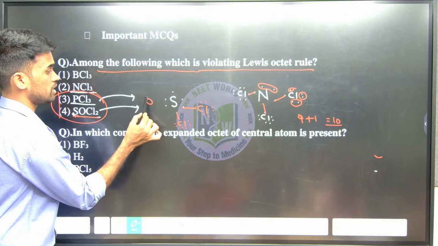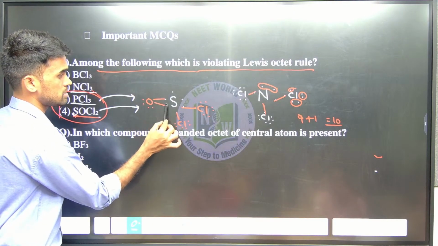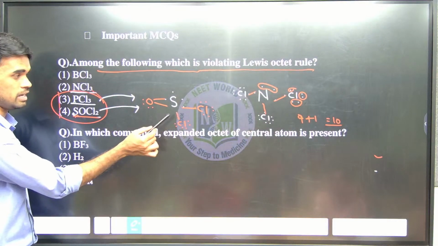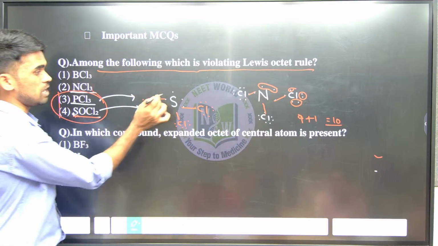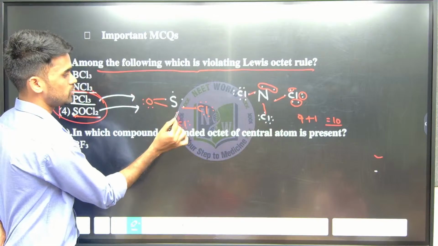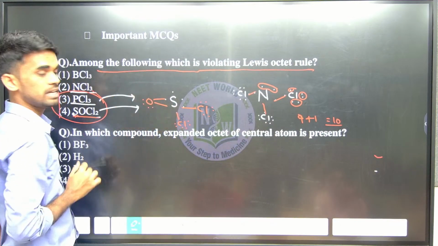Oxygen, how many electrons? 1 2 3 4 5 6. Okay, check once, all atoms have an octet. I mean this red color, chlorine 8, oxygen 8. Done. Next sulfur, check once, 1 2 3 4, 8, 9, 10. Okay, 10 electrons we got.